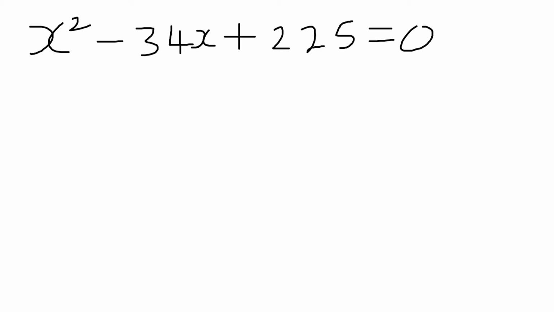So let us think about it. If we take negative 25 and negative 9, negative 25 minus 9 gives negative 34. And negative 25 multiplied by negative 9 gives positive 225. So that is what we are looking for.